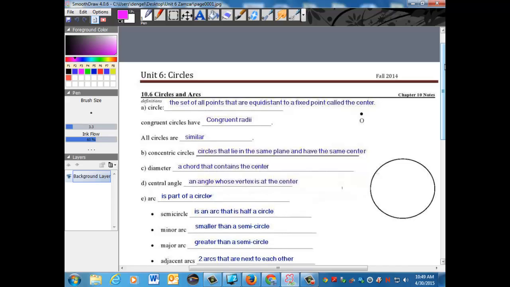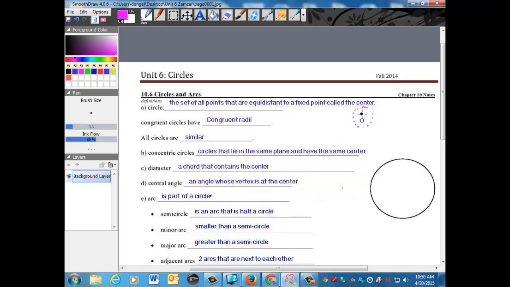Our first term is a circle, and we're told that a circle is a set of all points equidistant to a fixed point called the center. So here's our center point O. Around this center point O, there's an infinite amount of points that go all the way around, and they're all exactly the same distance from our center point O. And so that's how we form a circle.